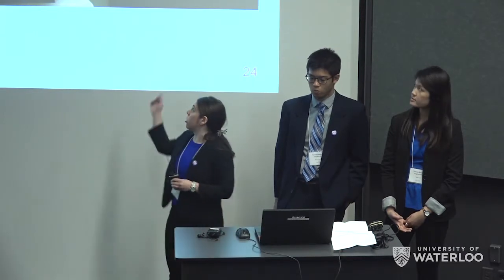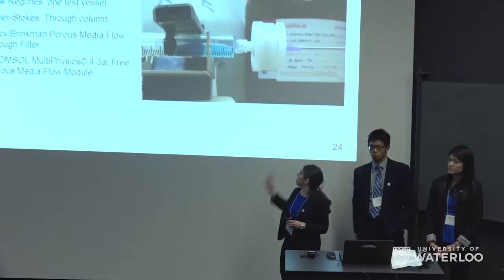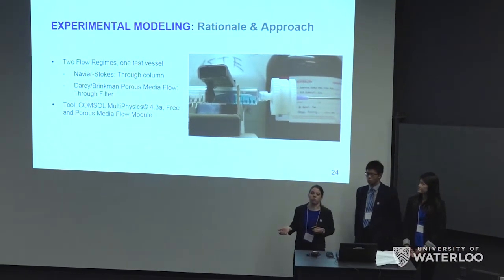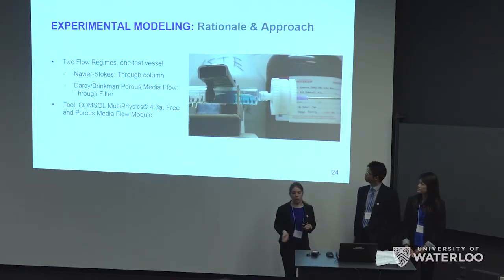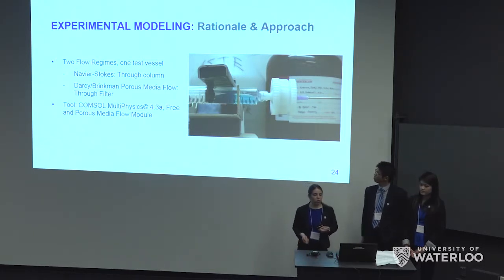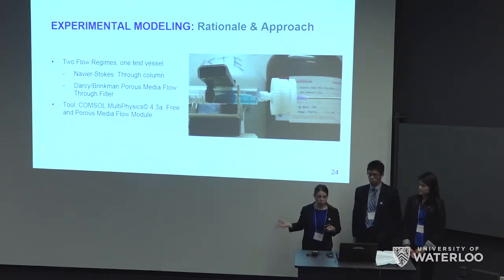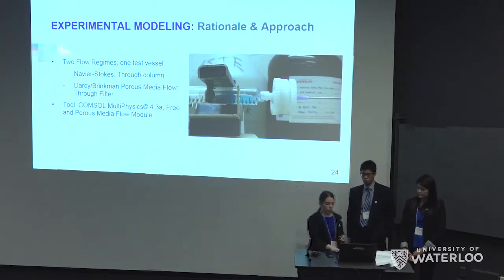So this is a picture of our setup here. The filter is housed in the white housing there. And you can see that we clearly have two flow regimes in one vessel. So that's Navier-Stokes on the column and Darcy-Brinkman flow through porous media through the filter itself. So before we could actually go ahead and tell the syringe pump to give us a flow rate, we had to simulate what flow rate we want to use. So we went to COMSOL.